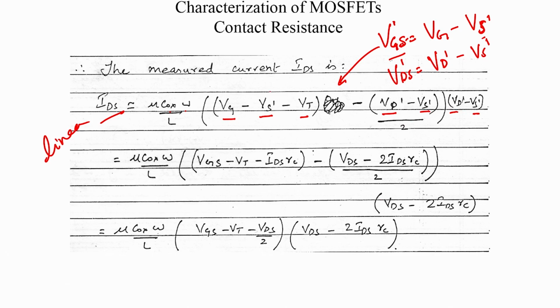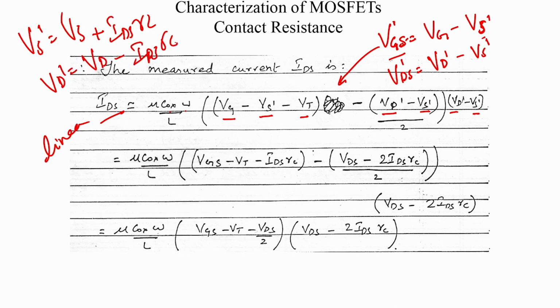But now we will rewrite Vs dash in terms of Vs, which is Vs plus Ids Rc, and Vd dash as Vd minus Ids Rc. So, we have mu Cox W over L into Vgs minus Vt minus Ids Rc in minus, and this is the Vd dash minus Vs dash. So, we have Vds minus 2 Ids Rc by 2 and the whole thing into Vds minus 2 Ids Rc.